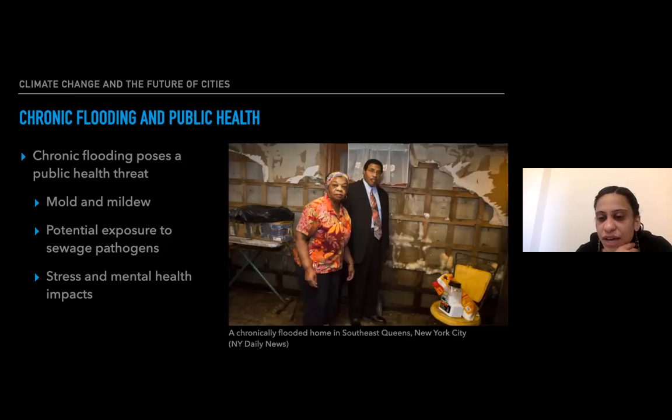This type of chronic flooding is generally assumed to be a nuisance, but it can pose important public health threats. In parts of the city that experience this flooding every few years, there are issues of mold and mildew in basements. There's potential exposure to sewage pathogens when stormwater is combined with sanitary flows. And there are also public health impacts related to the stress of constantly having your property flooded.